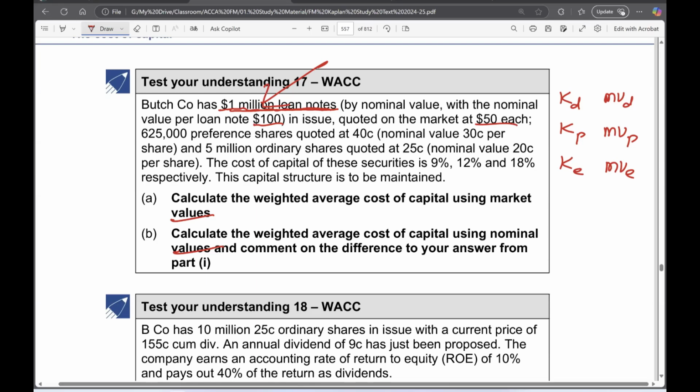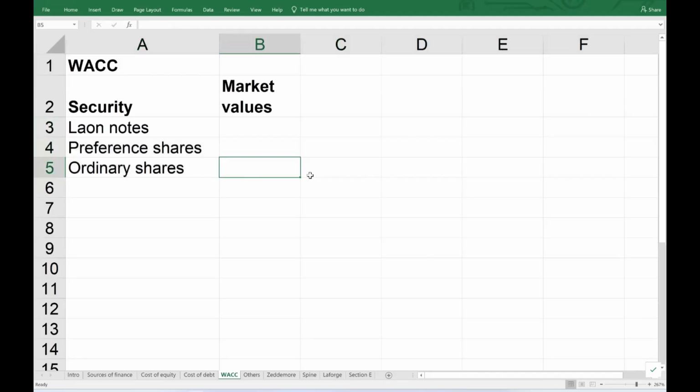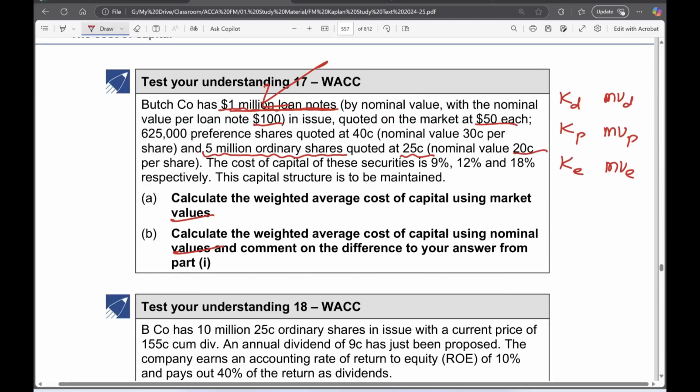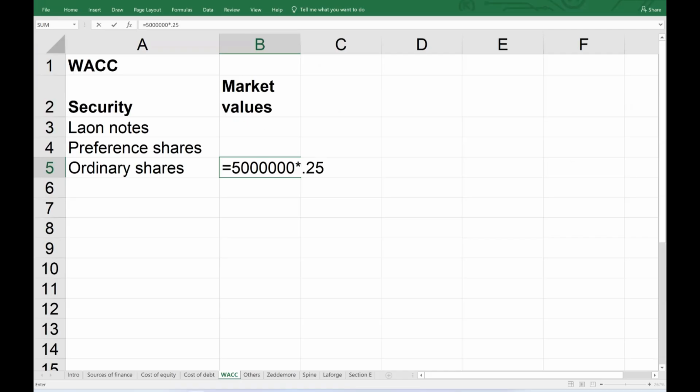Similarly, I will start with shares. He gave us 5 million ordinary shares. He gave us the value of shares, by the way. And they said it's quoted at 25 cents. Nominal value is 20 cents. Quoted means currently trading at. Means market value is 25 cents. So look, for the shares, I can find it very easily. If I want to find the market value of ordinary shares, I know the number of shares, 5 million shares, and the price of one share, 25 cents. So into 25 cents, right? So what is the market value of ordinary shares?